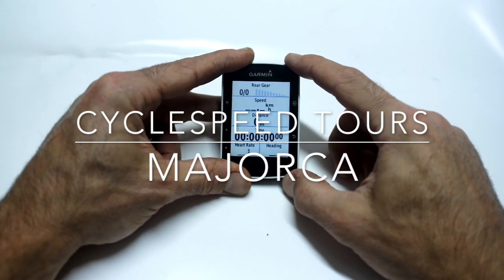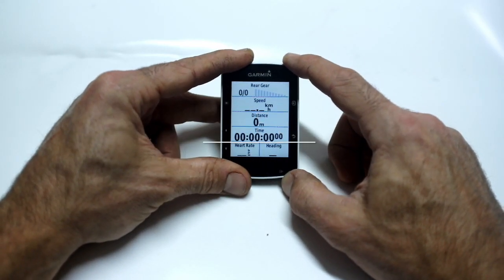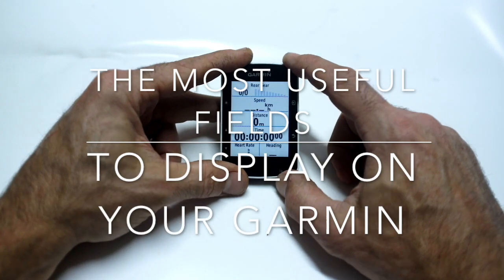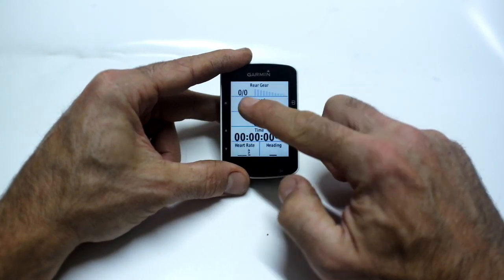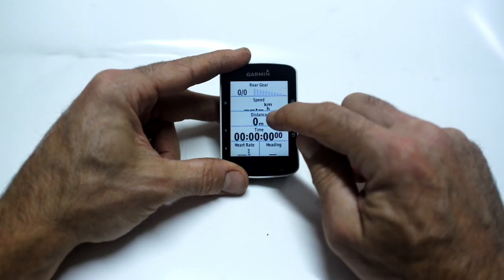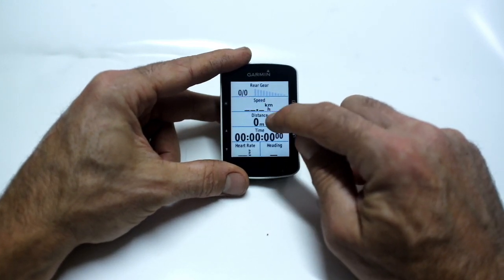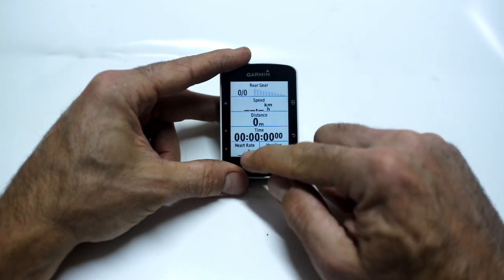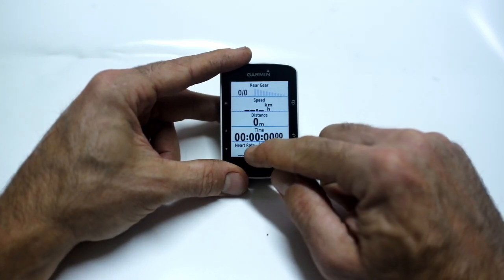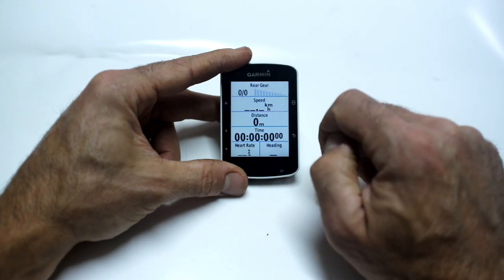Right, just a quick video on the Garmin and some of the best data fields to display. This is my home screen. You have here the speed and distance, I guess two pretty essential elements to have, and the time you've been riding. Heart rate, very useful to have to be able to see that all the time.